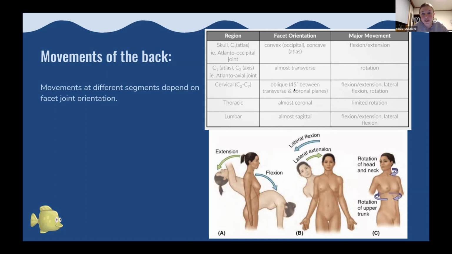I remember this table was told to us as pretty high yield, but I can't remember any questions on it. It's probably just explaining how the movements occur based on the articular joints between each of the vertebra.